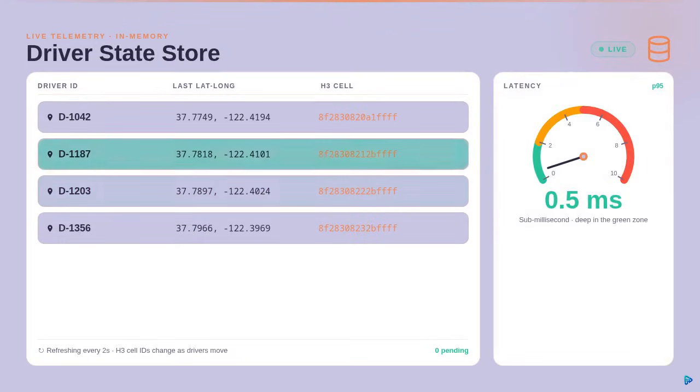State management is critical. Drivers are constantly moving, so their H3 cell ID changes every few seconds. Uber uses a high-performance in-memory state store to track these updates. If this service lags, we might send a request to a driver who has already moved 2 miles away. We need sub-millisecond updates to keep the system fresh.